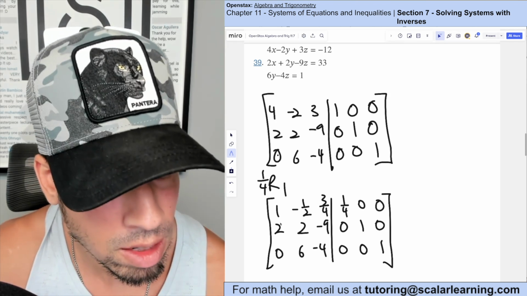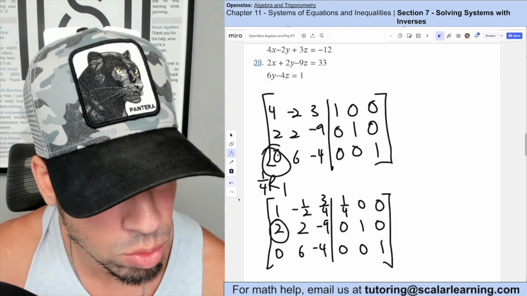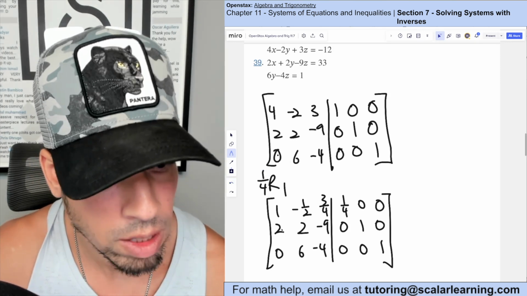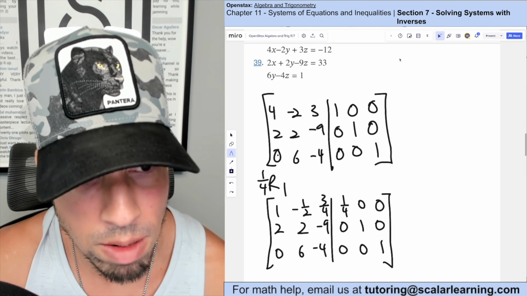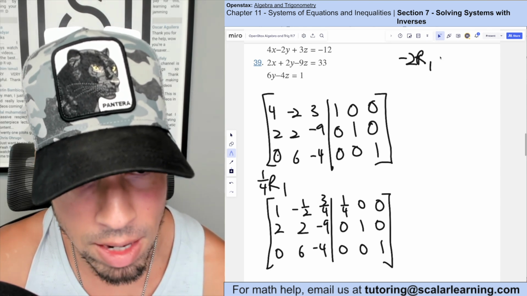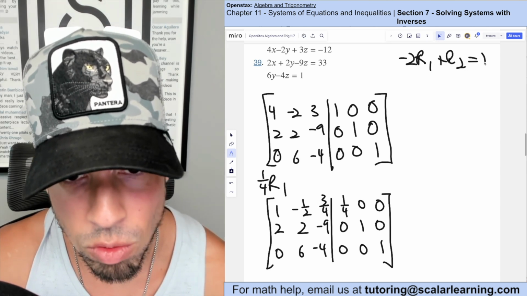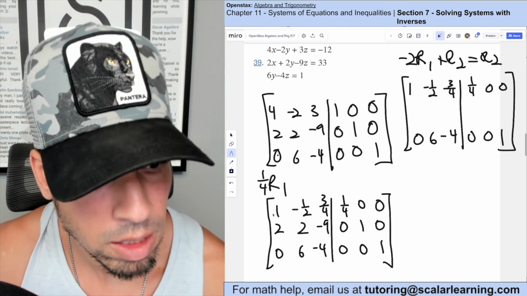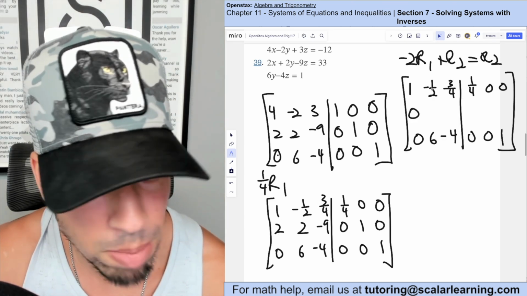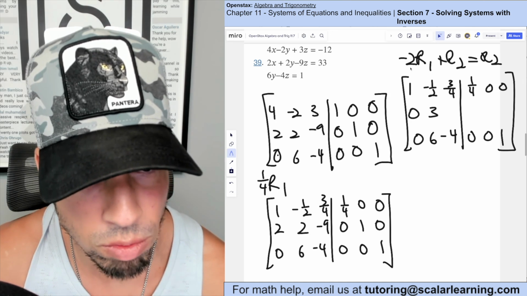All right, next I'd love to flip that to a 0. Nice thing is this one's already a 0. So to get that to a 0, I'm going to multiply row 1 by negative 2 and add it to row 2 to get a new row 2. Let's write that out. So we got negative 2 plus 2 is 0, positive 1 plus 2 is 3.